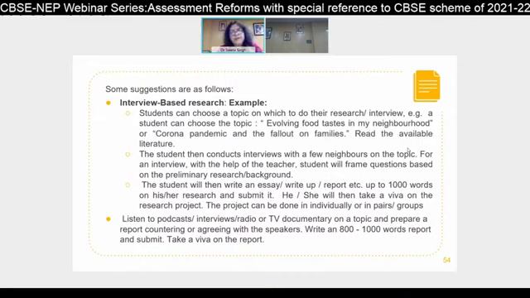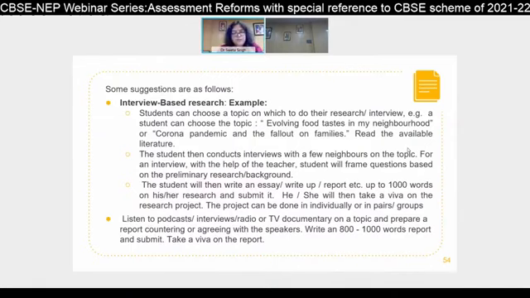For an interview, the questions are to be framed beforehand, for the preliminary research work or background, in consultation with and with the help of the teacher. Then the students will write an essay, a write-up, or report up to 1,000 words on their research work and submit it. Then a viva is taken. That is one suggestion. Second, this project can be done individually or in pairs or groups.